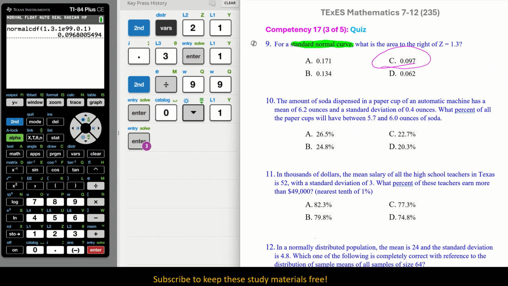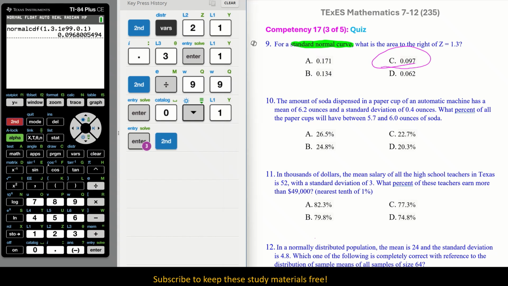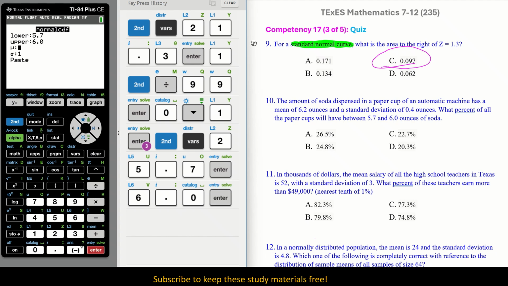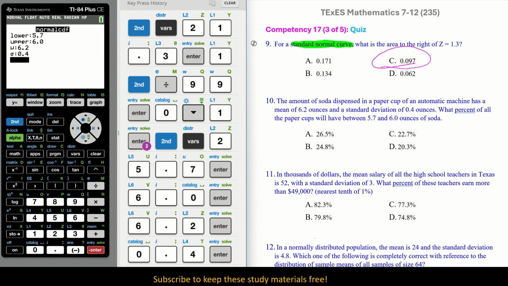And again, notice there is no N. They didn't give you the number of the population sample size. So that really tells me what I need to do. So second vars, go down to number 2 again. Now, I do have an upper and lower, so 5.7 and then 6.0. Now I do have a mean I need to put in, 6.2, and then our 0.4. We enter again, and enter.